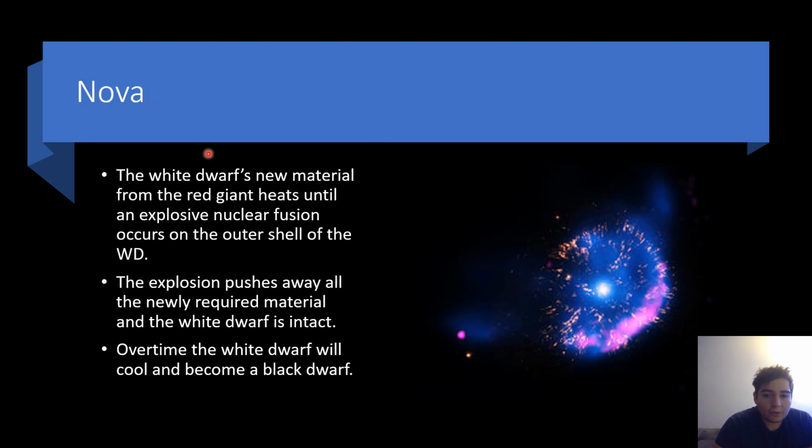So this is where we branch off, and one of the two situations that could occur is a nova, which is essentially the material that was gathered on the outside of the white dwarf heating up, and nuclear fusion occurs on the outer shell of the white dwarf, but it's an explosive nuclear fusion, and unfortunately pushes away all of its newly acquired material, but the white dwarf is intact, and over time the white dwarf will burn out essentially, and become a black dwarf.